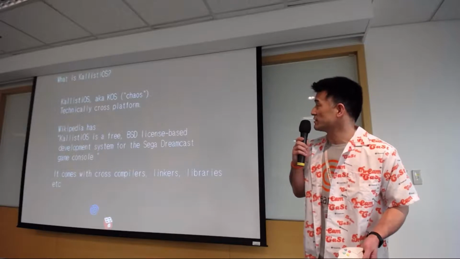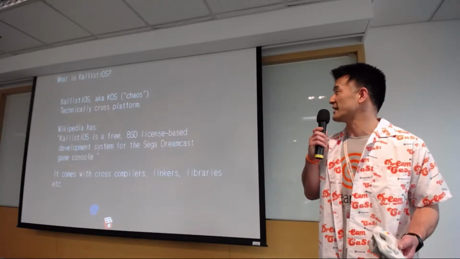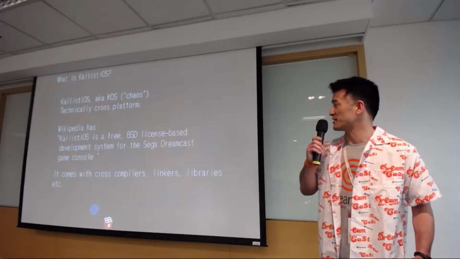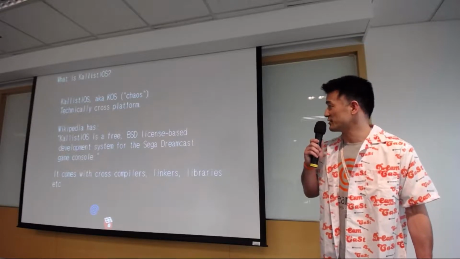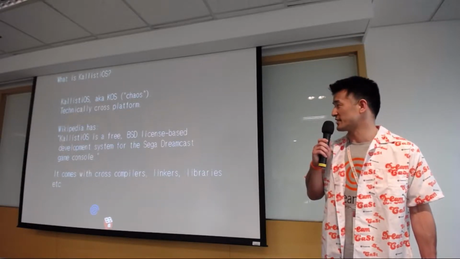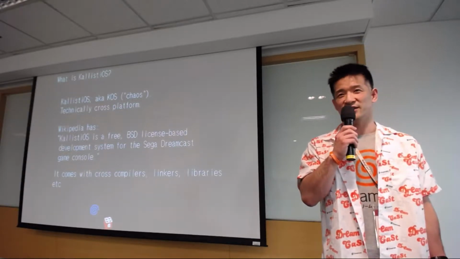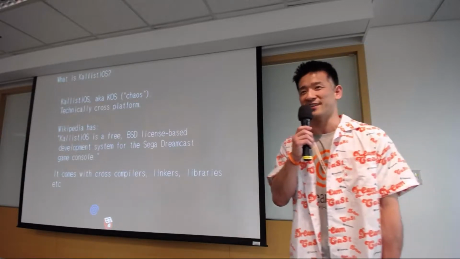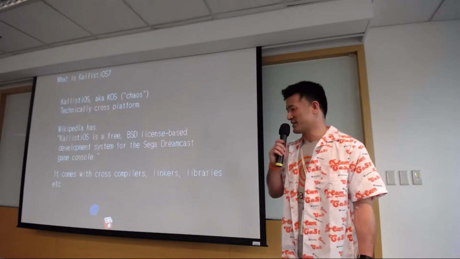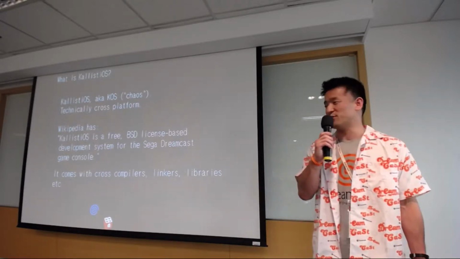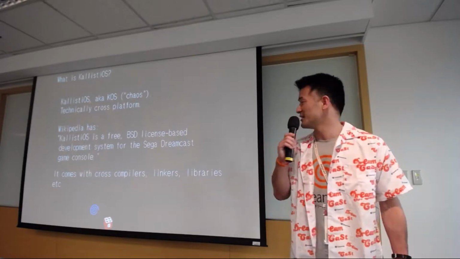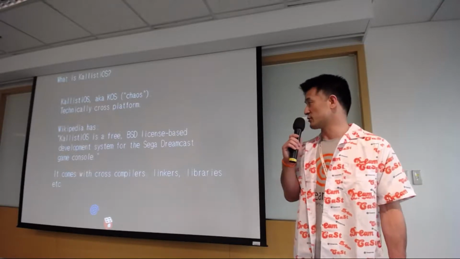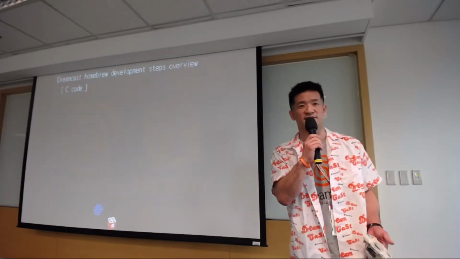And what is KallistiOS? KallistiOS, also called KOS, is a cross-platform console game development library or system, but Wikipedia says it's for the Sega Dreamcast console, and it turns out it is cross-platform, but there's only one platform that's fully supported, and that is Dreamcast. It used to have some ports to other platforms, but now it's only Dreamcast. It comes with nice tools, pretty much everything you need to develop a game: cross-compilers, linkers, libraries, etc.